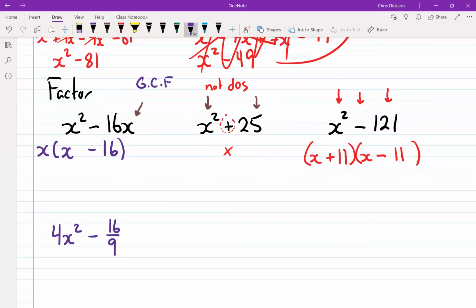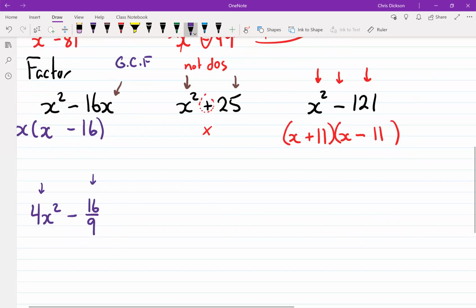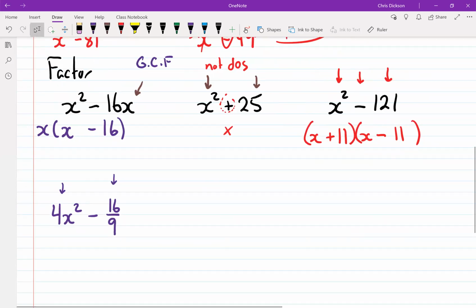Well, we've got a perfect square in front. I know I can square root that quite nicely. Square root of 4 is 2. Square root of x squared is x. Now I got a fraction over here, but 16 is a perfect square. So I know square root of 16 is 4. And I know square root of 9 is 3. And I do have a subtraction sign. So I actually do have a difference of squares. DOS.